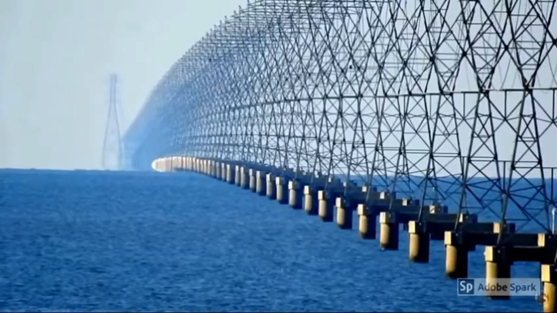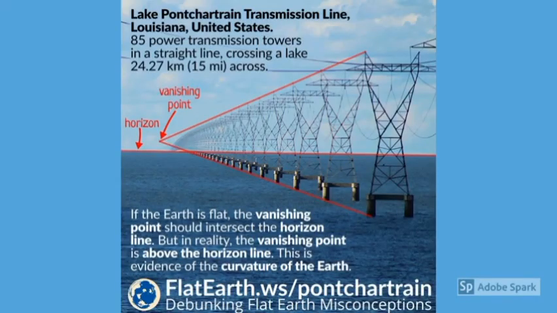Back in 2017, a YouTuber by the name of Soundly featured this observation of the Lake Pontchartrain pylons in an effort to debunk the flat Earth. The Lake Pontchartrain pylons are in a straight row across a 15-mile stretch, and because we can see them curve, people instantly assume that it proves the Earth is curved.